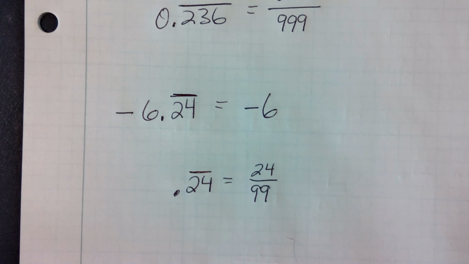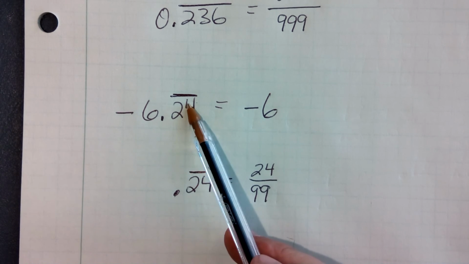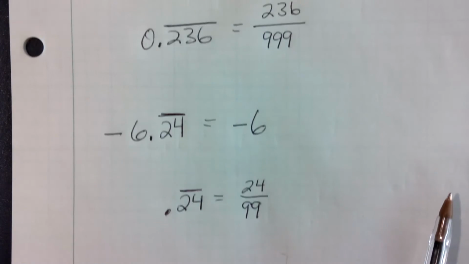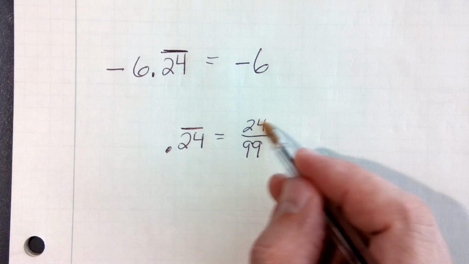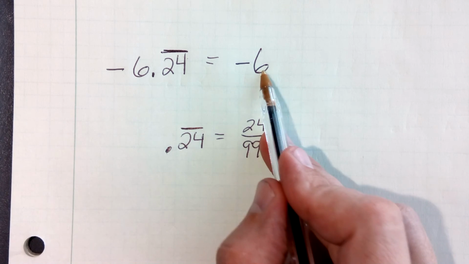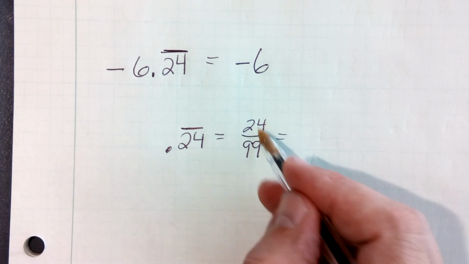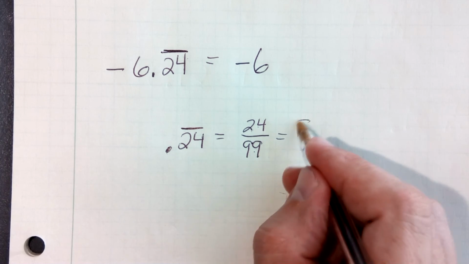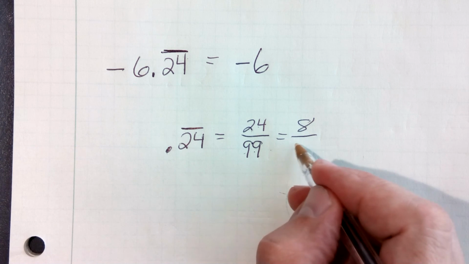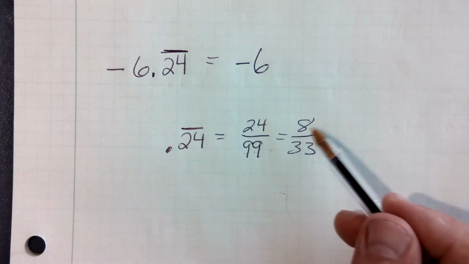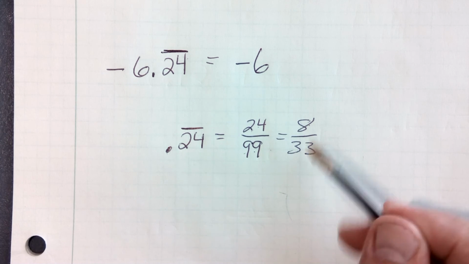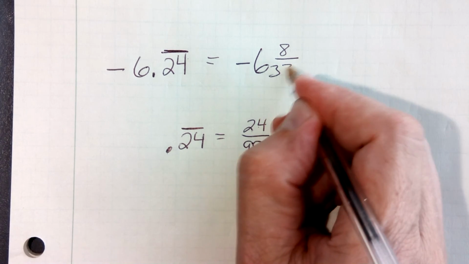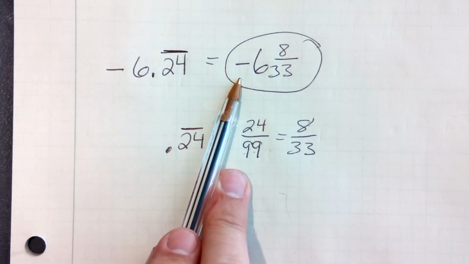So if the decimals are repeating, you always do one less than what that decimal place would give on a terminating decimal. Now I'm going to see if this reduces before I stick it next to the whole part. 24 and 99 are both divisible by 3. 24 divided by 3 is 8. 99 divided by 3 is 33. And so I get 8 over 33, which doesn't reduce. So I come up here and write negative 6 and 8 over 33. And there is the mixed number version of this repeating decimal.